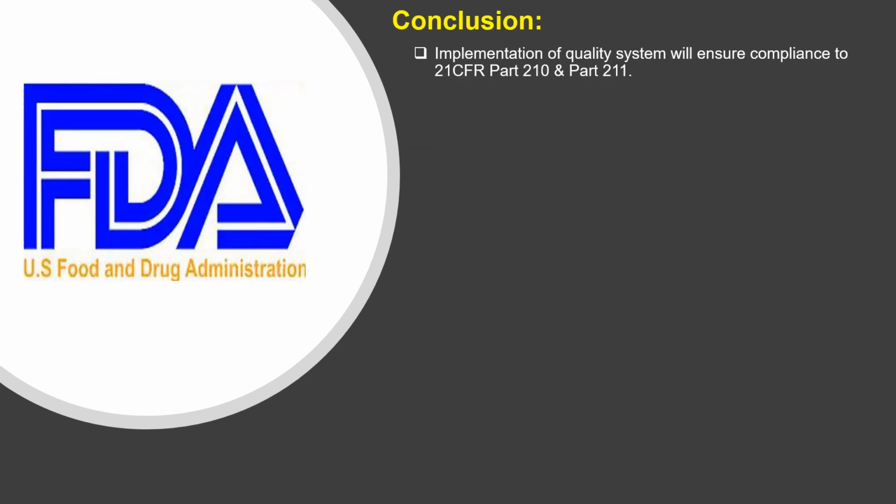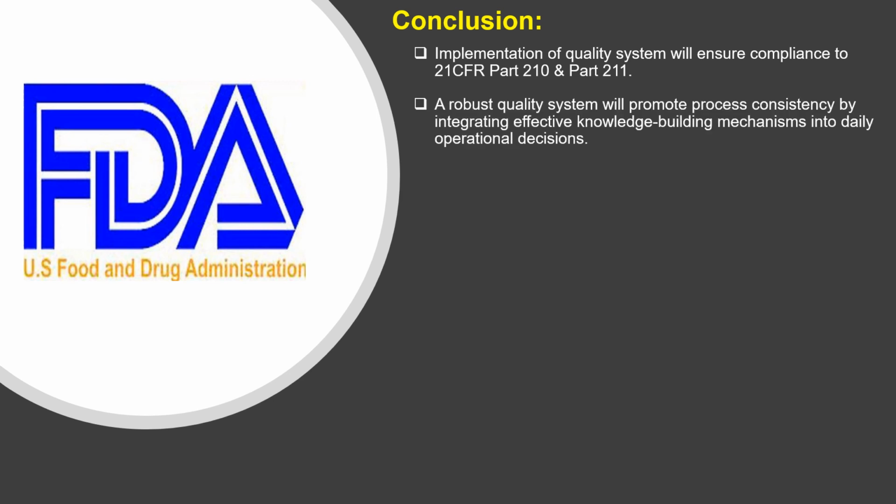The conclusion of this guidance is that implementing the quality system will ensure compliance to 21 CFR Part 210 and 211, which is a regulatory obligation. A robust quality system will promote process consistency by integrating effective knowledge building mechanisms into daily operational decisions.